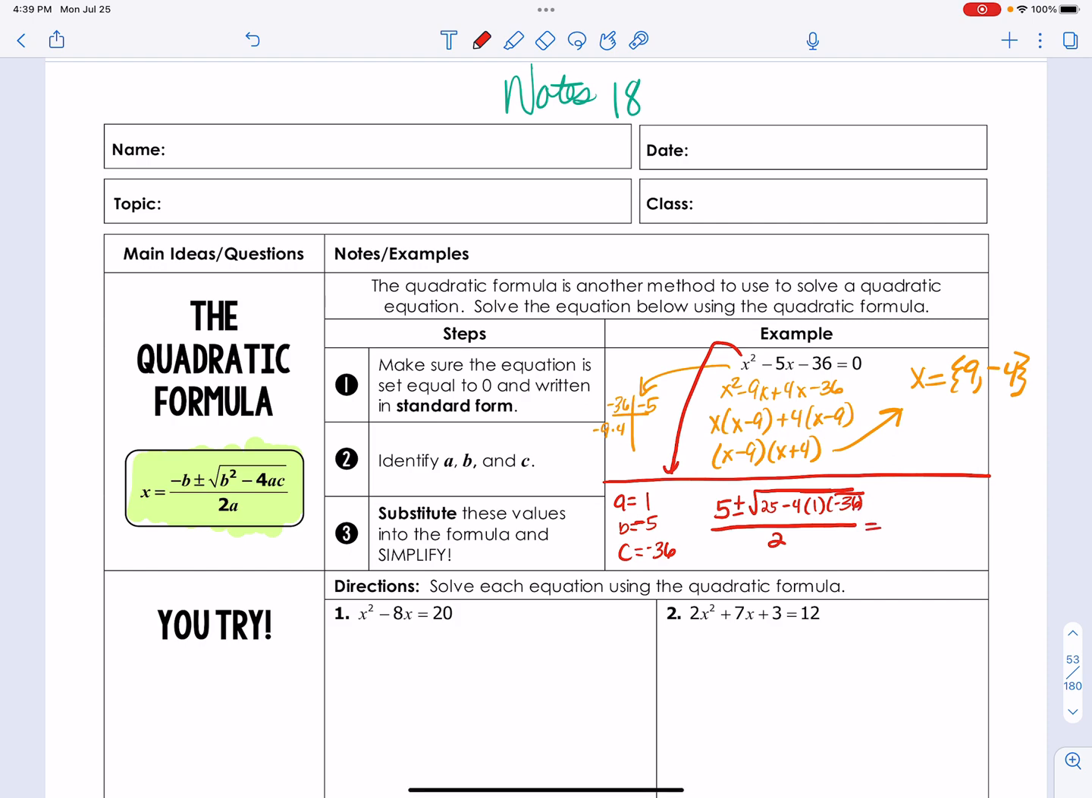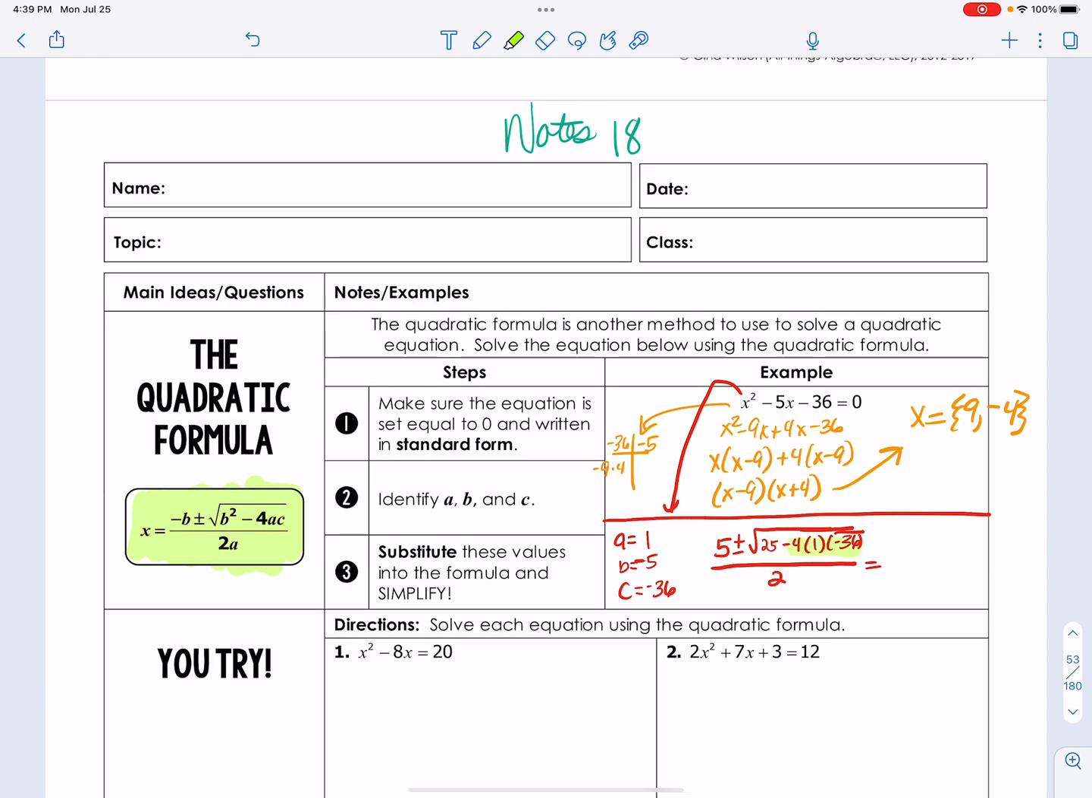So I'm going to do the inside here. So first I would do multiplication. So a negative 4 times a negative 36 times 1 is 144. So plus, right? So that inside becomes 5 plus or minus the square root of 25 plus 144 over 2. Okay, well 25 plus 144 is 169. So 5 plus or minus the square root of 169 over 2.